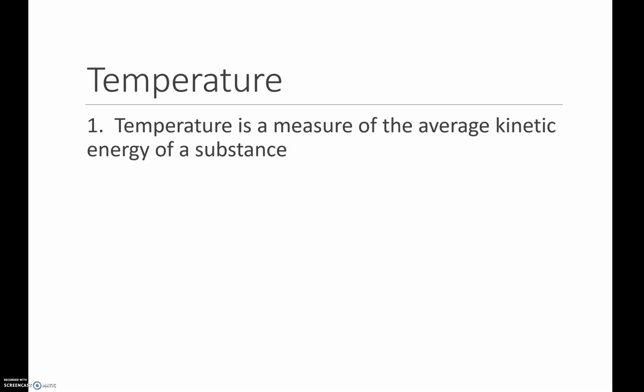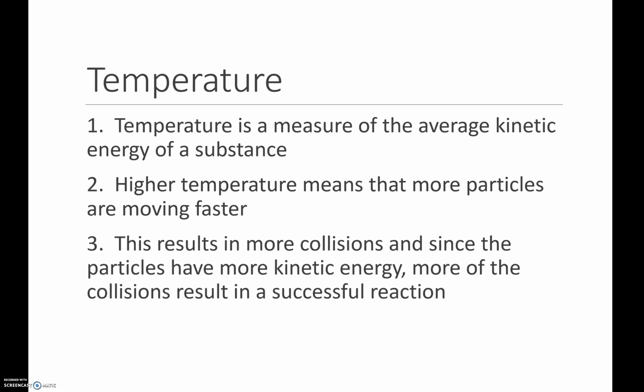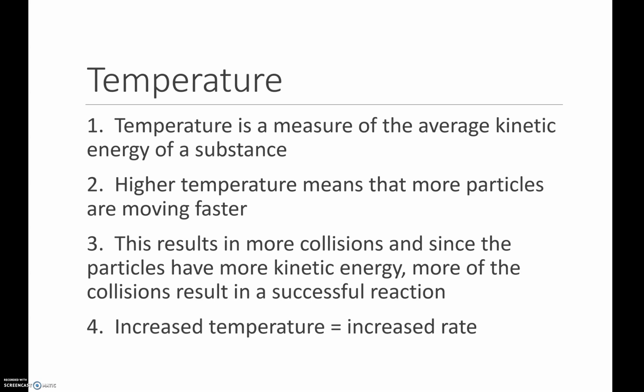Okay, things that we can change that are going to affect the rate of the reaction. One of them is temperature, and this is one that you could do in the experiment. You could change the temperature, which is a measure of the average kinetic energy of a substance, to make the particles move at different speeds. Higher temperatures mean more particles are moving faster. And this should result in more collisions, and since the particles have more kinetic energy, more of the collisions should result in a successful reaction than they did at a lower temperature. So, in summary, increased temperature means an increased rate of reaction.